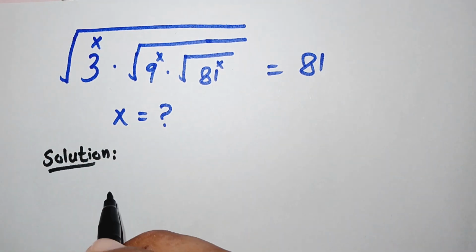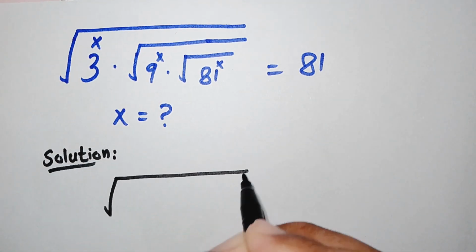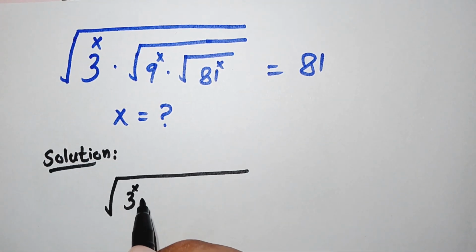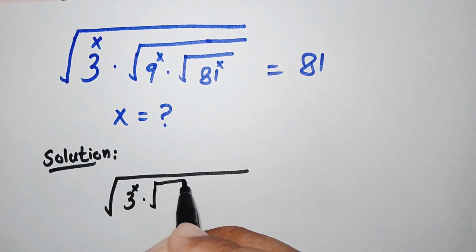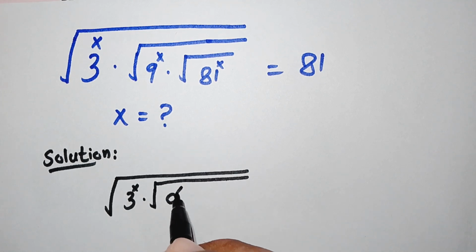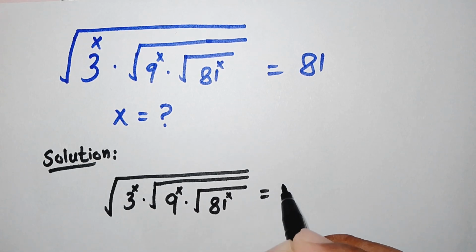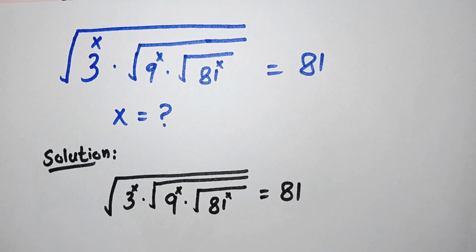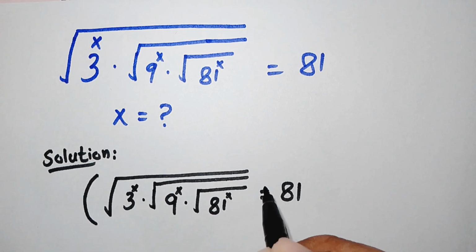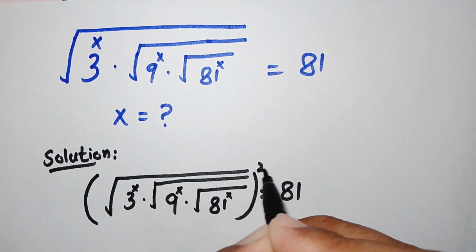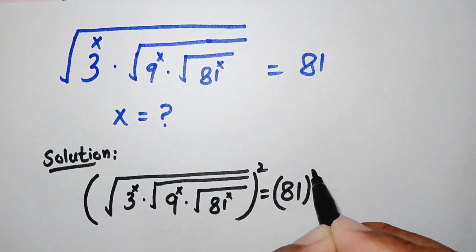The question is square root of 3 to the power of x times under square root of 9 to the power of x times under square root of 81 to the power of x, which is equal to 81. To solve this interesting question, here we have to take square at both sides. So this side becomes square and also we have to take square at this side.